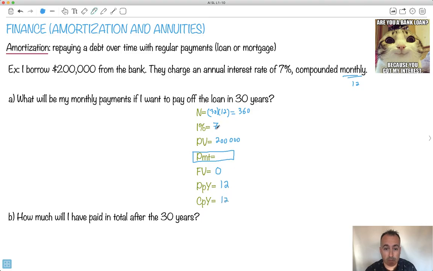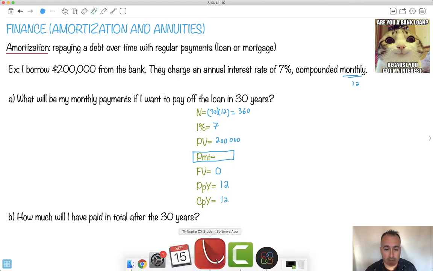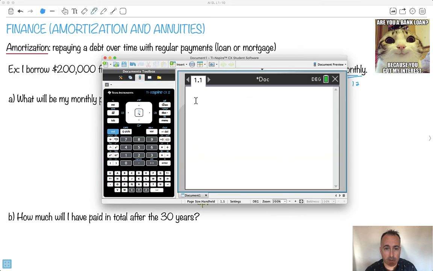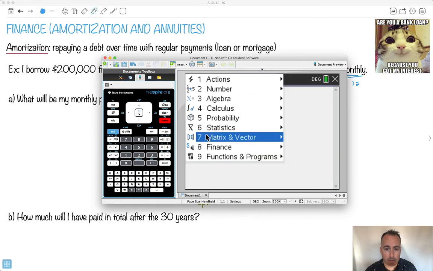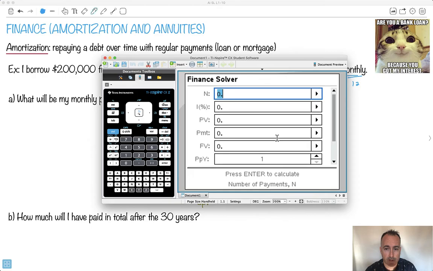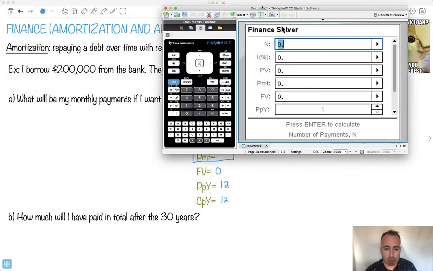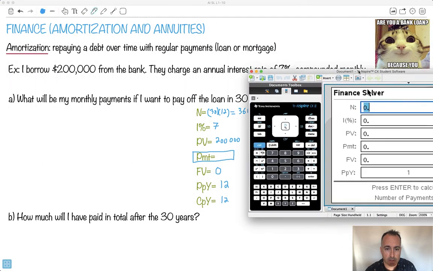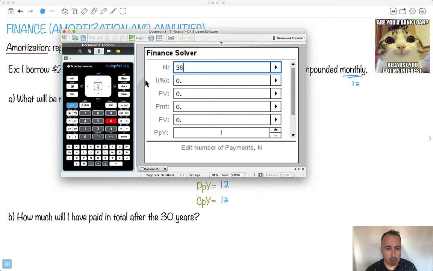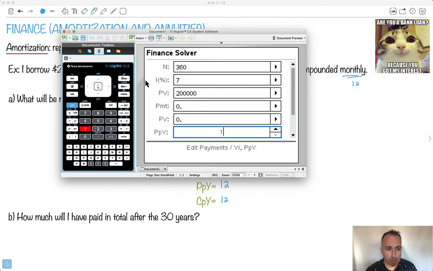All I gotta do is open up my calculator and put in all this stuff. So I'm gonna add myself a calculator, go to menu, finance, and then do finance solver. I'll just put in all these values here. What was it? It was 360, 7, and 200,000. So 360, tab, 7, I put in 200,000. I'm gonna skip the payments for right now. I'm gonna make this 0, I make this 12 for the payments per year, 12 for the compounds per year.